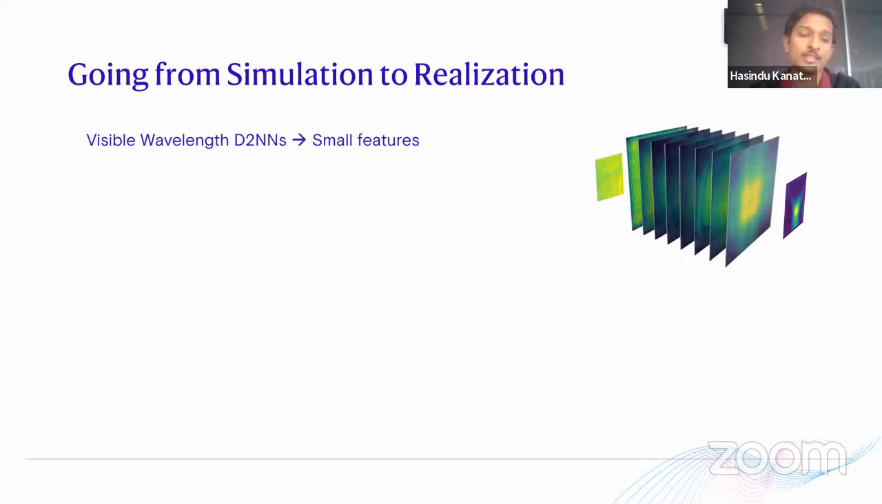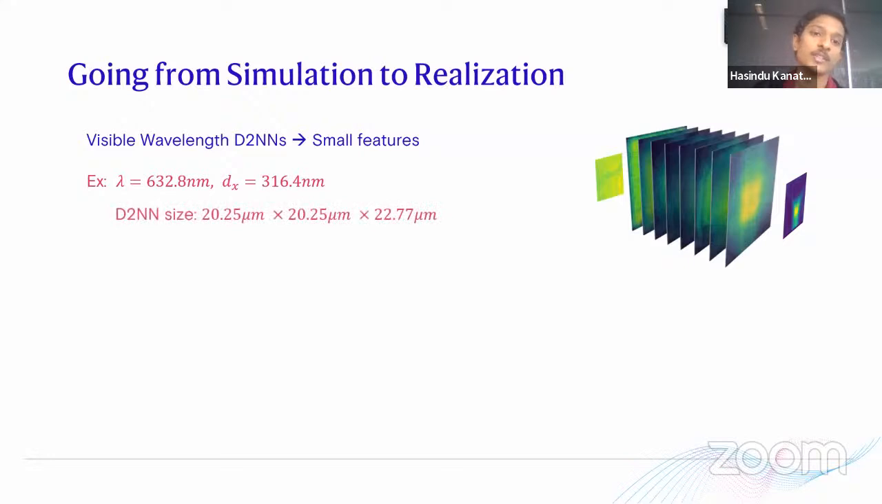We consider D2NNs, especially the ones operating in the visible wavelength, and they have really small features. For example, if we consider a D2NN operating at a wavelength of 632 nanometers, the neuron size, the smallest features in this network, is about half that size, that is 316 nanometers. And the entire D2NN is at the micrometer scale. These smaller features actually cause challenges in physically realizing these networks.